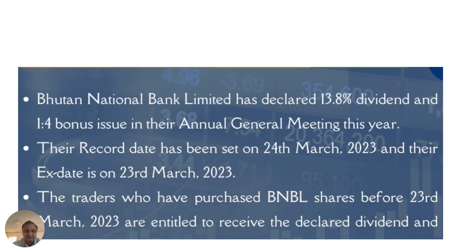So traders who have purchased BNBL shares before 23rd March 2023, that is before the X date, on 22nd March or earlier, will get the dividend, the right share, and the bonus share. But if you buy on the X date or after that, you will not be entitled. If the record date is on 24th and you buy on 23rd or 24th, you will not get any dividends. And even if you buy on 22nd, you will still get all those benefits, whether you bought 3 months before, 6 months before, or 1 year before. It doesn't matter.